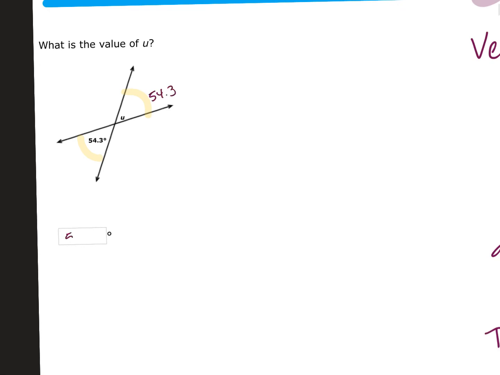54.3. And now don't be afraid to work with decimals. You're welcome to use your calculators as well. So there you go. That's 0.14. Smart Score 270 is an A.